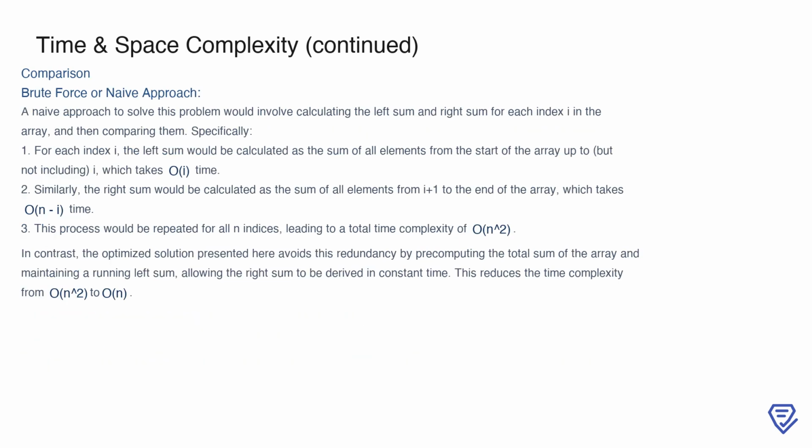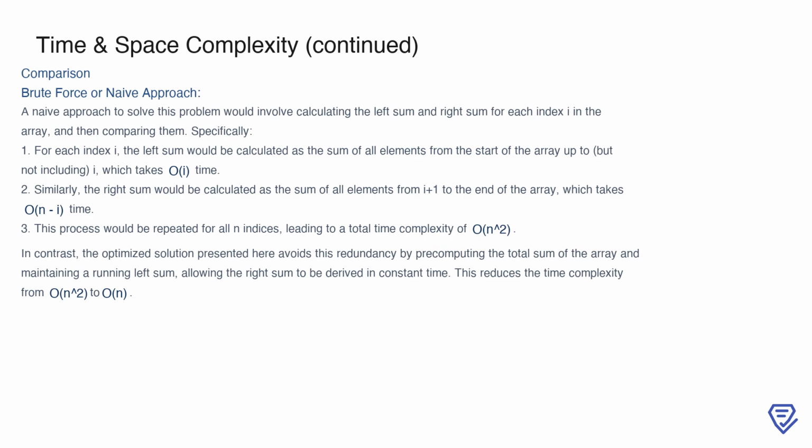To better understand the efficiency of this solution, let's compare it to a naive or brute force approach. In a naive approach, for each index in the array, we would calculate the left sum by summing all elements from the start of the array up to that index, and the right sum by summing all elements from the index to the end of the array. Calculating the left sum for a single index takes O(i) time, while calculating the right sum takes O(n-i) time. Repeating this process for all n indices results in a total time complexity of O(n squared).